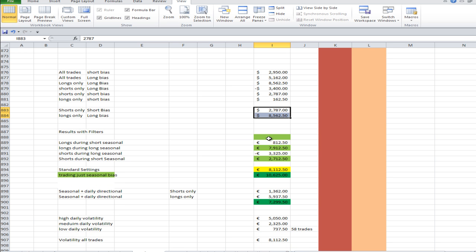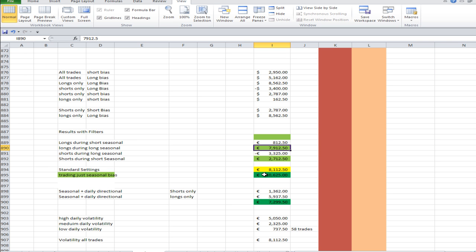Now, if I then went into, say, longs during a short seasonal, $812, longs during the long seasonal, $700. So the seasonal bias even produced better results, didn't it? It produced better results than trading all trades. So even if I say, right, I'm going to trade seasonally the longs because that's what the DAX is, then I'm going to do better. Shorts during the short seasonal bias, $2,712. So I would have done better trading the seasonal bias than trading the standard settings.